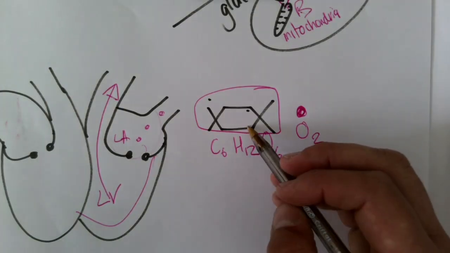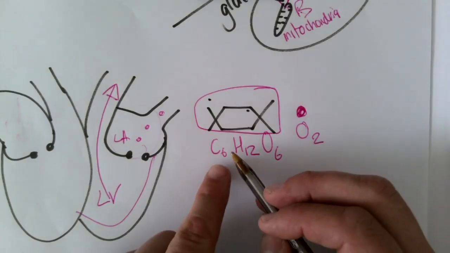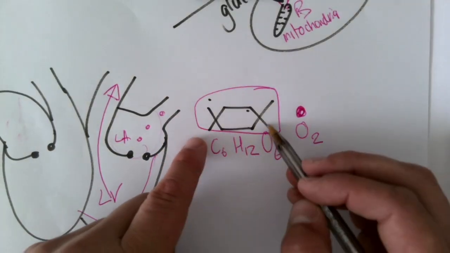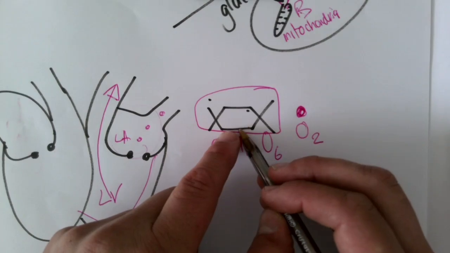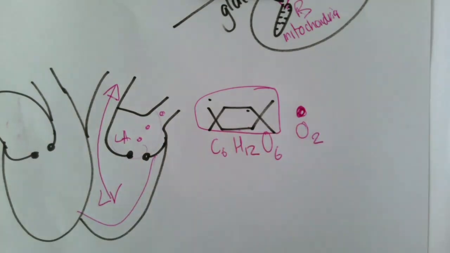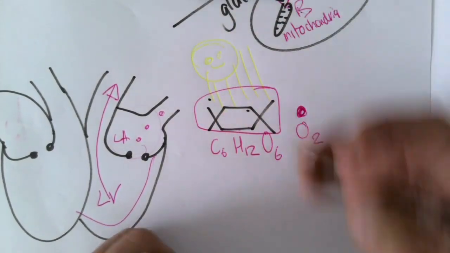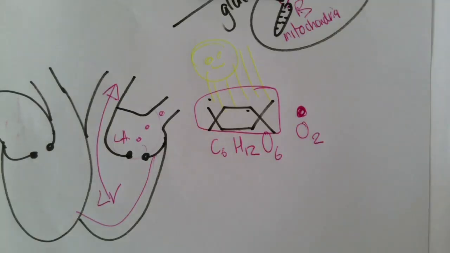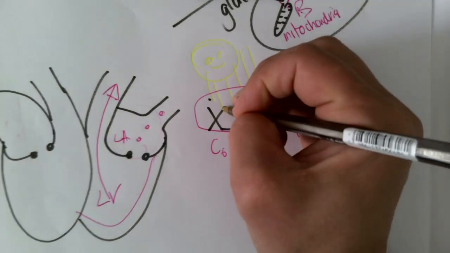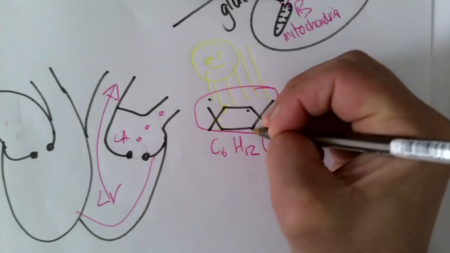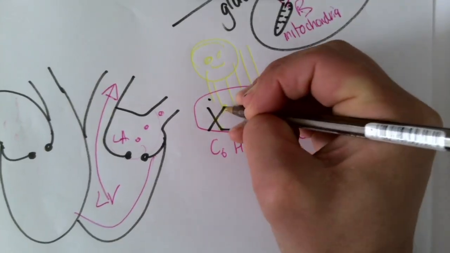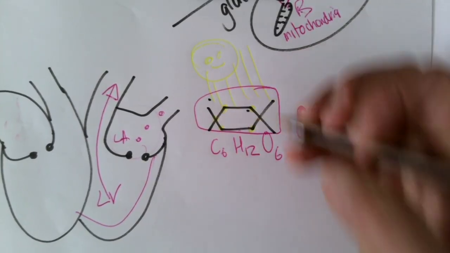Now, this interlinks to photosynthesis because this glucose molecule is produced by photosynthesis. And so when the sun radiates down its energy, the plant can absorb that energy and it holds the sugar molecule together at these bonds.